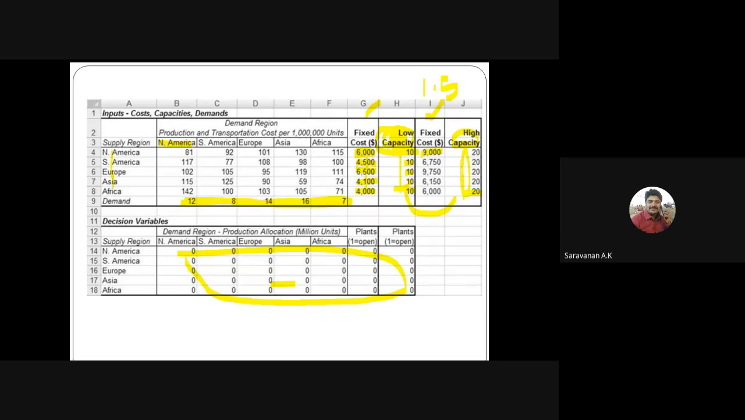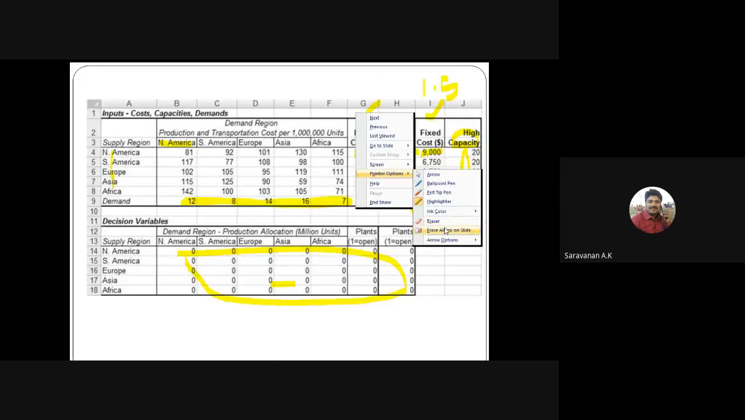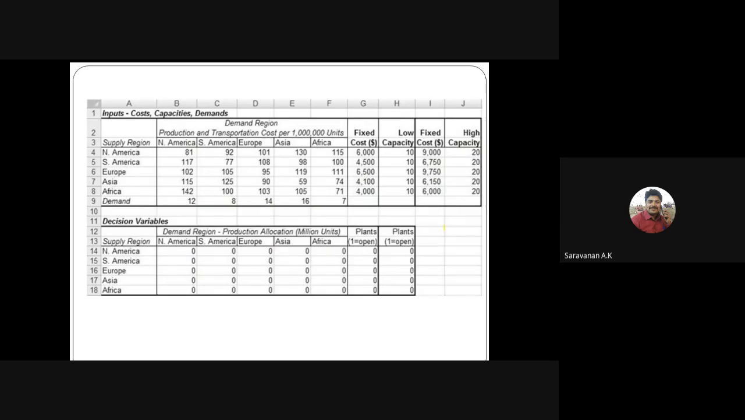So the model, right? Here you can see the different types of cells. From here to here it is F8, F18. These values correspond to the various decision variables, depending upon x, i, j.